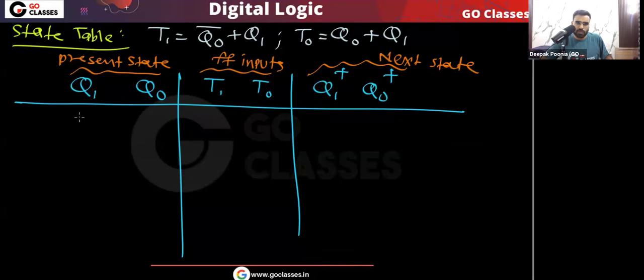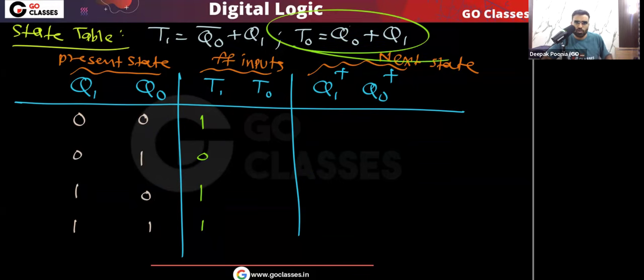I want a complete state diagram, so I will write all the possible present states: 00, 01, 10, 11. Now for each of these present states, I will find the next state. You tell me first, what will be the T1 column? T1 is equal to Q0 bar or Q1. So that will be 1 here, because Q0 bar is 1, or anything is 1. Here it will be 0, and here Q1 is 1, so it will be 1, 1.